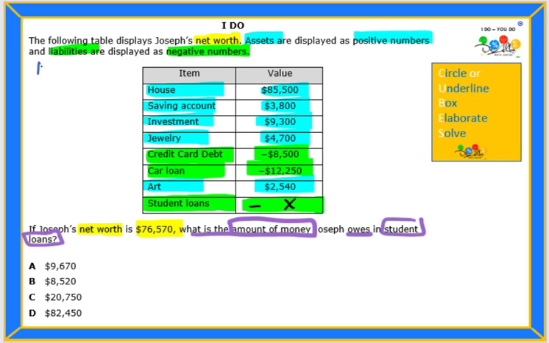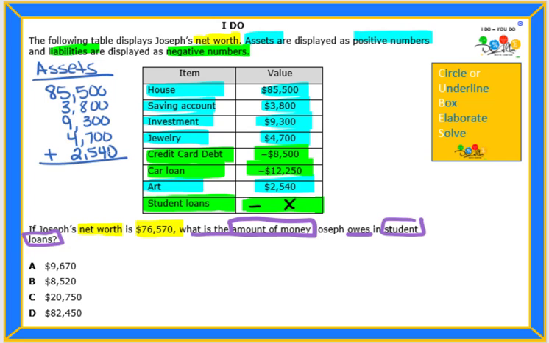So for our assets, we have 85,500, 3,800, 9,300, 4,700, and 2,540. We're going to find the sum of all of those. We have 4, we have 8, and 8 is 16, 23, 28. Then we have to add this column. So 2 plus 5 is 7, and 3 is 10, 19, 23, 24, 25. We're going to carry 2, and that's 10. So 105,840 for the assets.